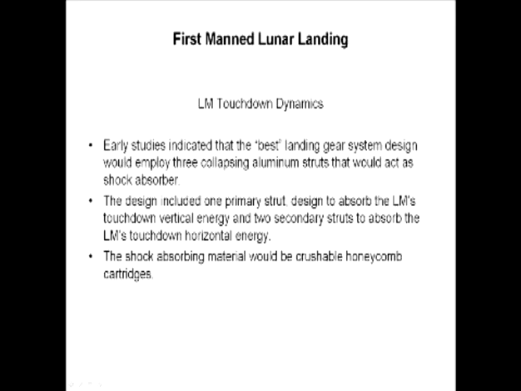Again, we use collapsing honeycomb aluminum struts with the honeycomb cartridges. At the first level on the primary strut, I think it started to crush at around 5,000 pounds, and I think the second level was around 9,500 pounds. In the secondary struts, they could stroke in both tension and compression.